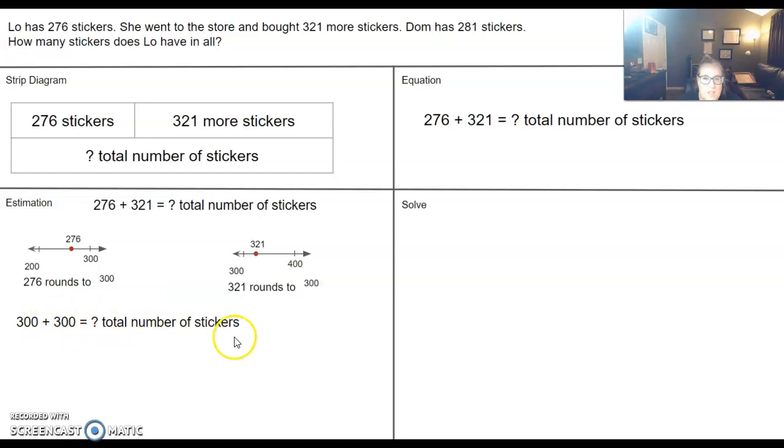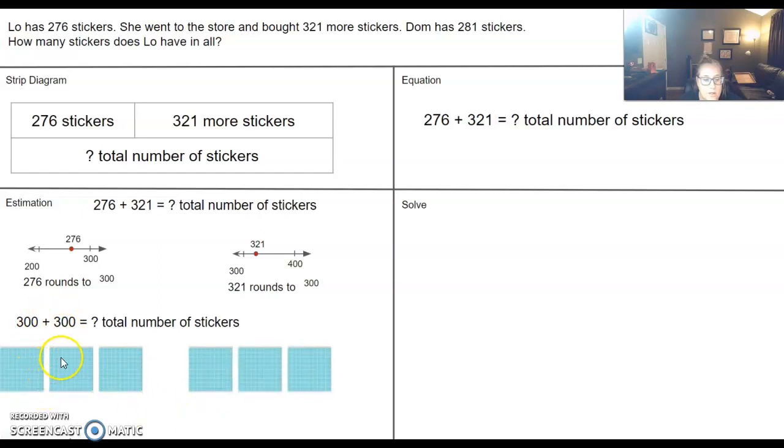So I'm going to use base 10 blocks to actually solve this problem. So I'm going to have two groups of 300, a group of 300 and a group of 300. So there are my groups of 300, and if I count them, I have 100, 200, 300, 400, 500, 600. So I know Lo has about 600 stickers. So now I'm actually going to solve the problem. So I'm going to go ahead and bring my equation down. And this time, again, I'm going to use base 10 blocks. So I'm going to model 276 and 321.